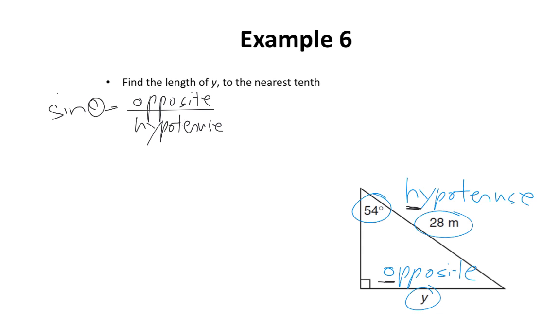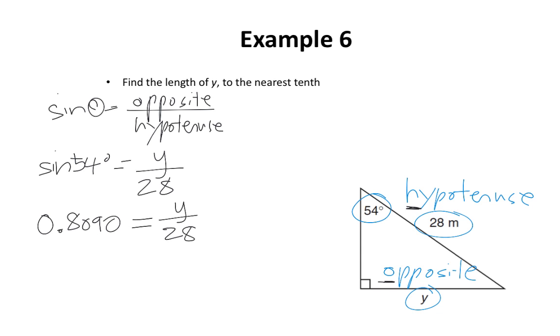In our next step, we want to substitute in our known values. So instead of writing theta, I'm going to write 54 degrees. Instead of writing opposite, I'm going to write y. And instead of writing hypotenuse, I'm going to write 28. Now at this point, you can put sine of 54 degrees into your scientific calculator and figure that out. It's going to be equal to approximately 0.8090. Everything else stays exactly the same.